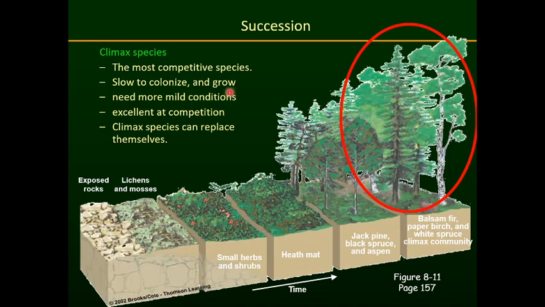They do, however, have a weakness. They need these more mild conditions, and those mild conditions are created by these species that came before them. Climax species also have the ability to replace themselves. In other words, their seeds fall into the shady understory, and they're able to germinate and grow up through the canopy to become a new tree. They don't have to leave the site.